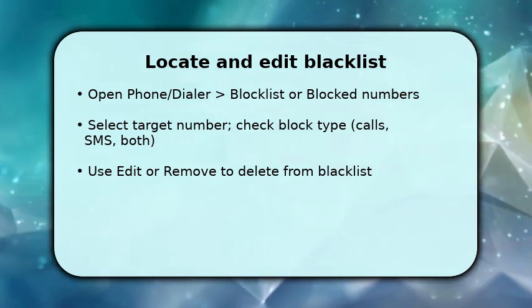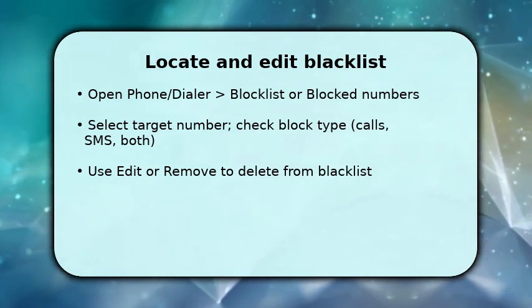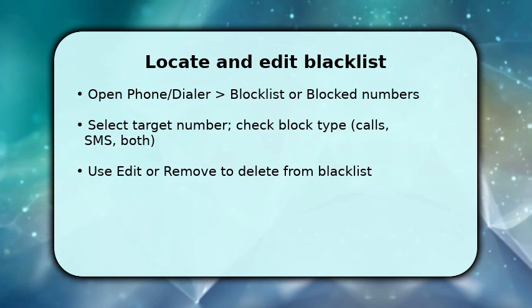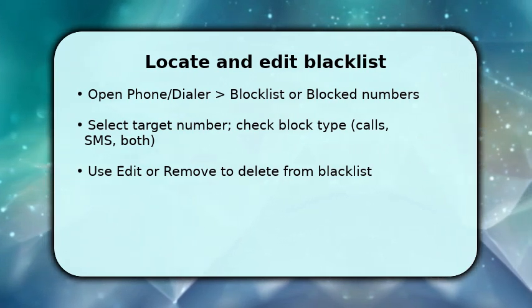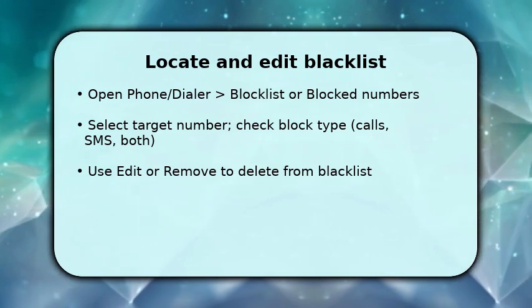Tap the entry, then choose Edit or Remove. Confirm the deletion when prompted. Once removed, restart the phone app or perform a quick reboot to clear cached rules, and then test by calling or texting the number you unblocked.